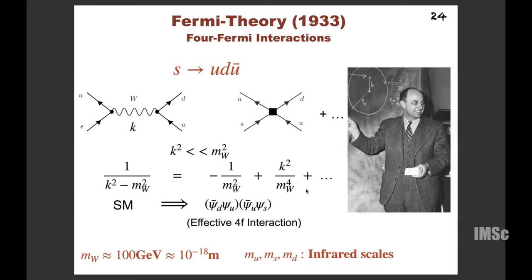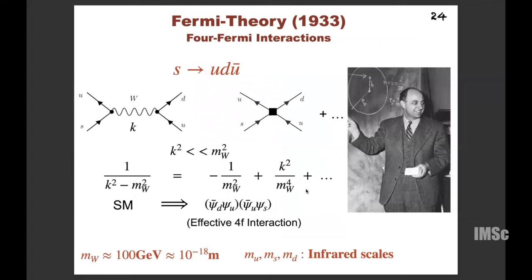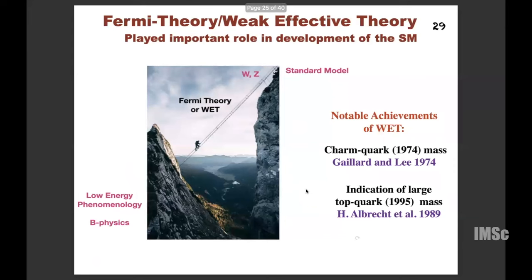Okay. So the more general version of Fermi theory is called weak effective theory. Here we have written just one operator, in terms of quarks, but you can construct all sorts of operators using leptons, quarks, or a combination of them. This in general is called weak effective theory, and it has played a very important role in the development of the standard model.